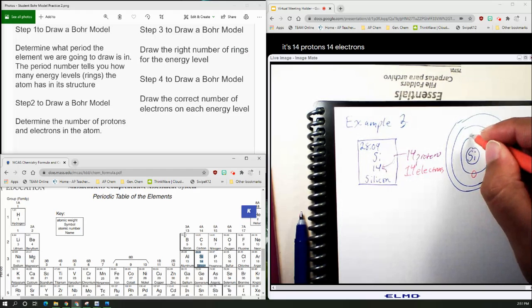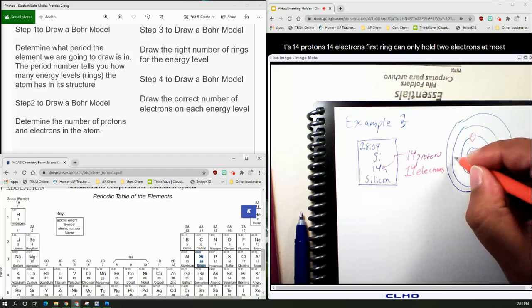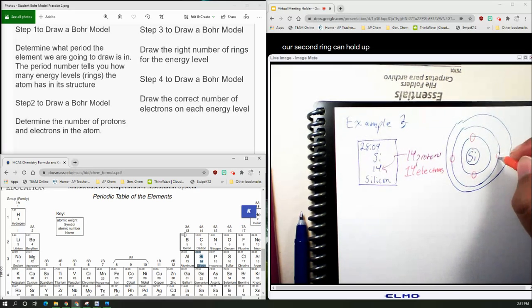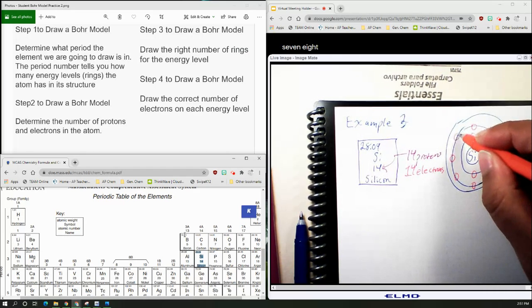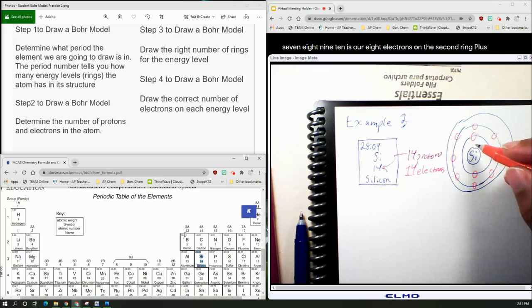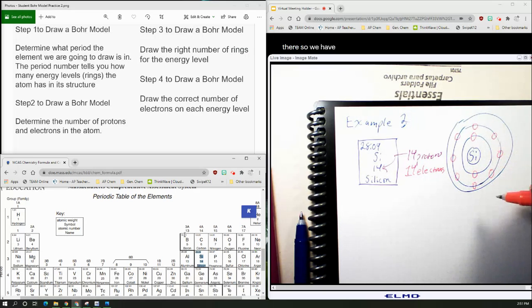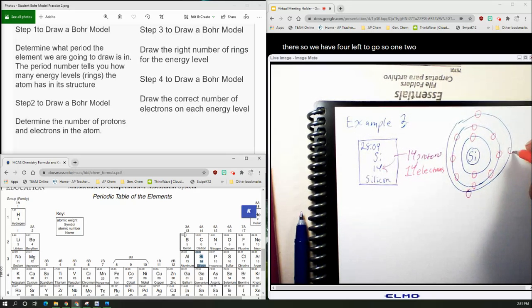So again, our first ring can only hold 2 electrons at most. Our second ring can hold up to 8, so there's 1, 2, 3, 4, 5, 6, 7, 8, 9, 10 is our 8 electrons on the second ring, plus the 2 there. So we have 4 left to go. So 1, 2, 3, 4.